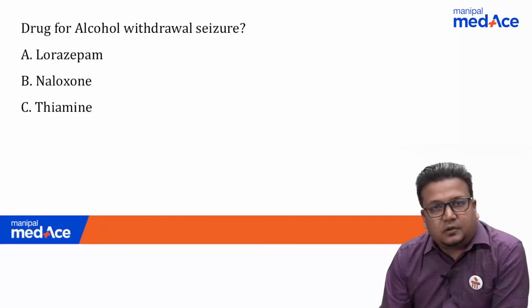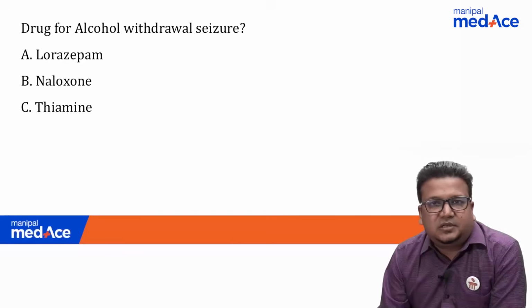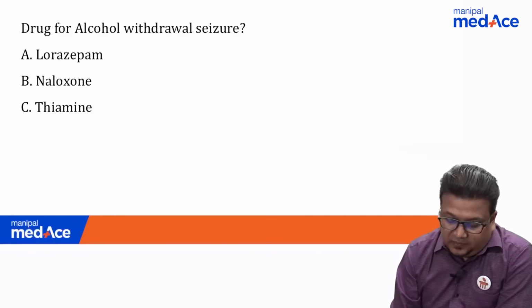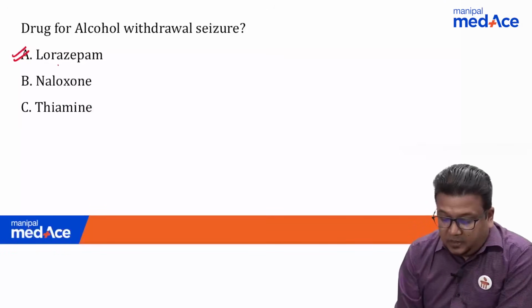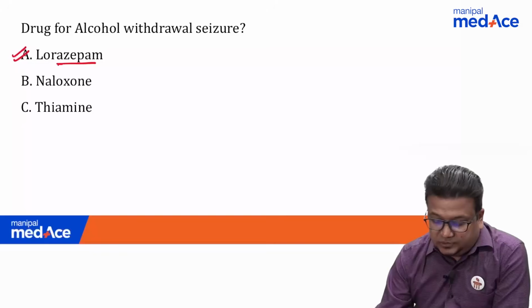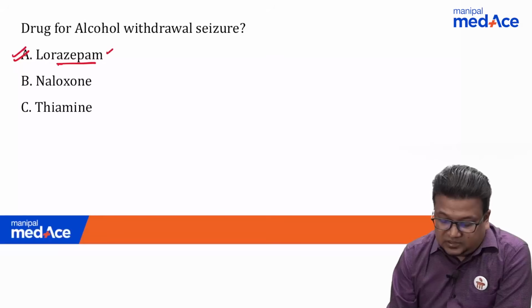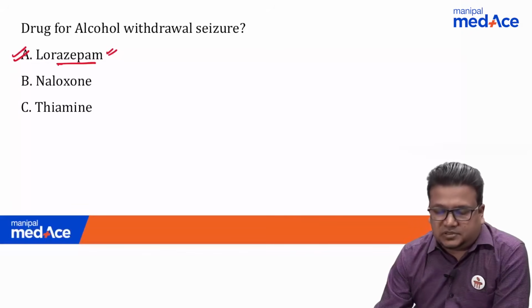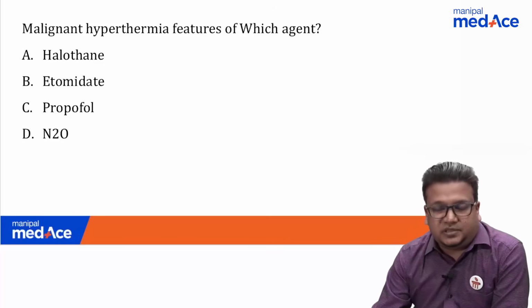Drug for alcohol withdrawal seizure. Some students say it was to treat alcohol withdrawal seizures, some say it was to prevent, but anyhow we know benzodiazepines, and particularly the shorter acting one, lorazepam, are the drugs for alcohol withdrawal seizure. The question has been asked many times, so I don't think there should be any confusion on this particular question. Lorazepam or the benzodiazepines.